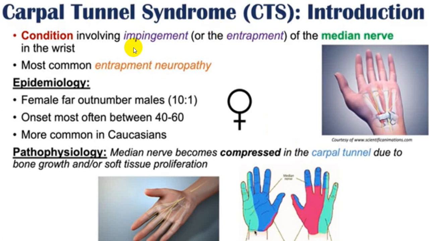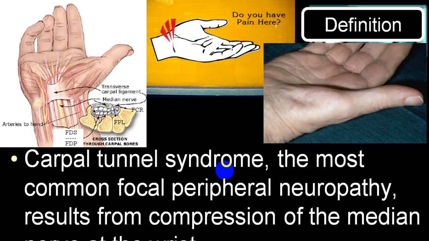Carpal tunnel syndrome is the most common entrapment of the median nerve at the wrist. So it is the most common entrapment neuropathy. It is more common in females as compared to males, the ratio being almost 10:1. The age of onset is between 40 and 60, and it is more common in Caucasians. The median nerve is compressed in the carpal tunnel due to either a bony growth, soft tissue proliferation, or repeated trauma. This is one of the pathophysiologies.